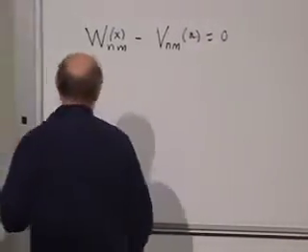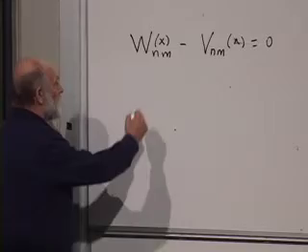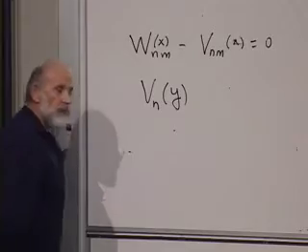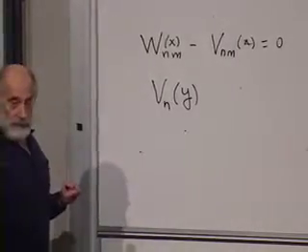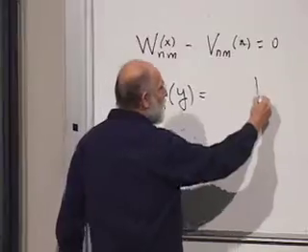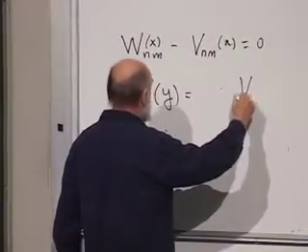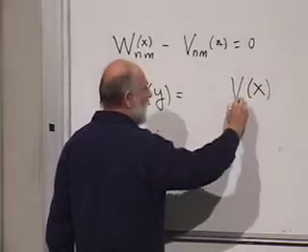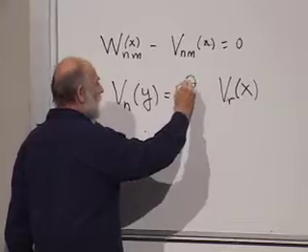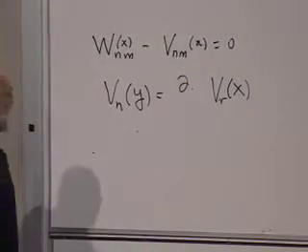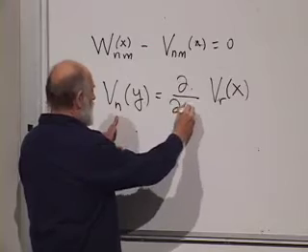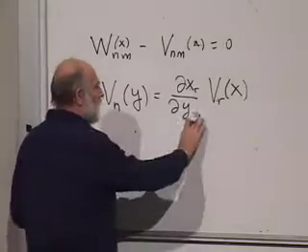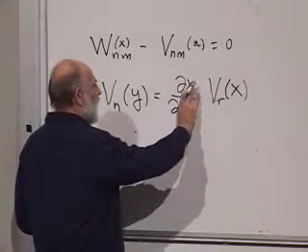A tensor, for example, a vector, let's just take the simplest case, a vector. V^n of y, in other words, the components of a vector in the y coordinate system are equal to the components of V, the same vector in the x coordinate system. We can put an r here, and then there is a, let's see, which way does it go? n is downstairs, so there's a dy^n/dx^r.